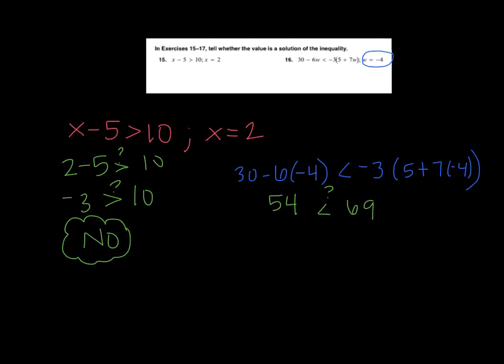So is 54 less than 69? And the answer is yes. If the answer is yes, then that means that negative 4 is a solution to this inequality.